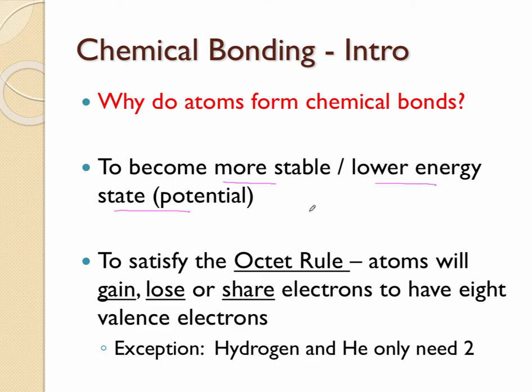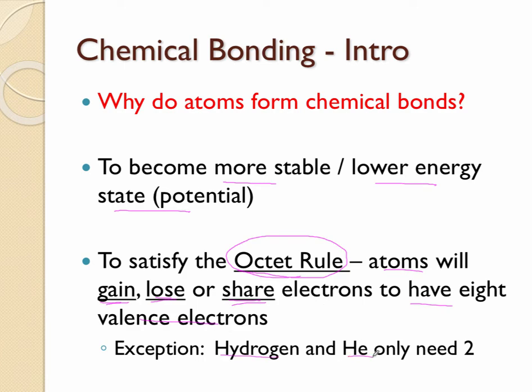In physics you may have learned that potential energy increases if you raise a book, say, in the air. And that book, if you let it go, is going to go and hit the ground because its potential energy strives to be lower, to be more stable. For this introductory chemistry course, we'll talk about something called the octet rule. Atoms will generally gain, lose, or share electrons to have 8 valence electrons.